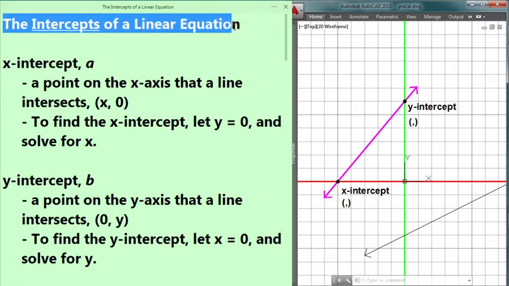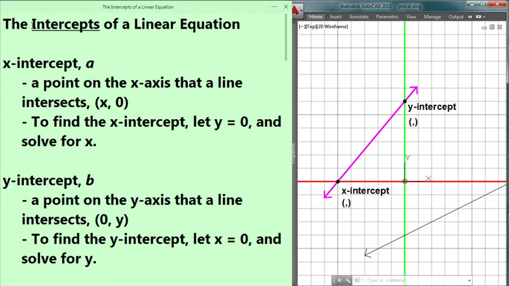Mathematics 8 ang pag-uusapan natin, featuring the intercepts of a linear equation. Okay, so sa mga previous video natin ay na-introduce na natin yung linear equation. Now, kapag sinabing intercepts of a linear equation, ano kaya ang tinutukoy niyan? Meron tayong dalawang klase ng intercept of a linear equation.